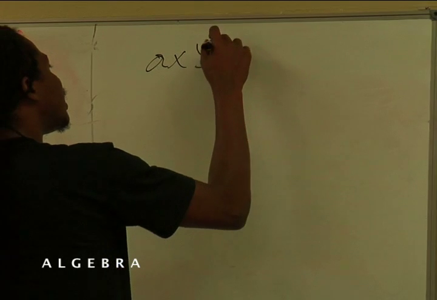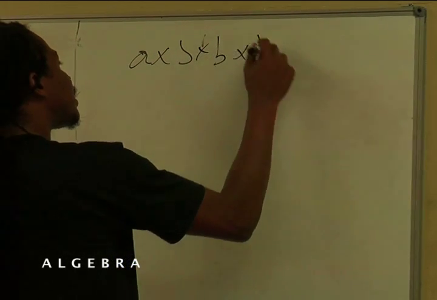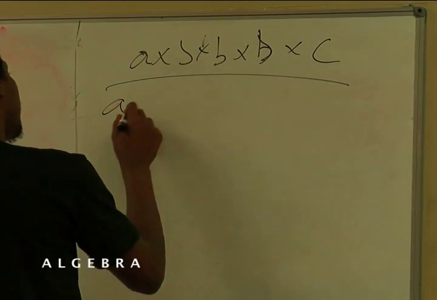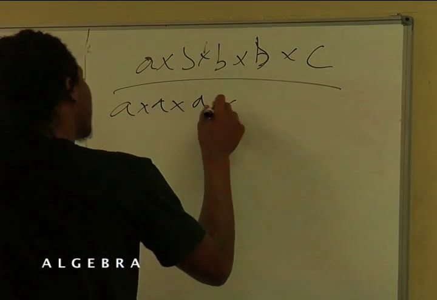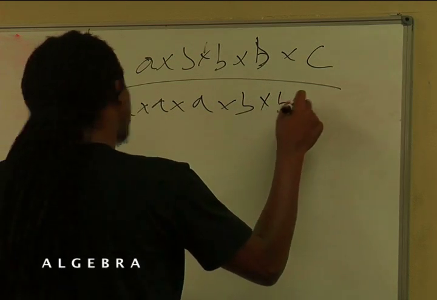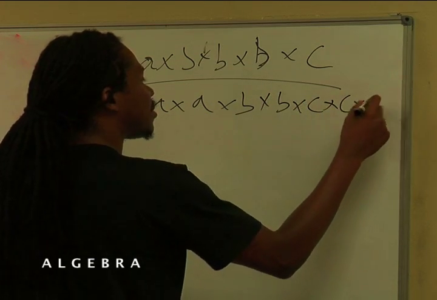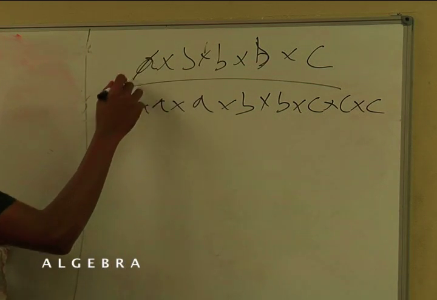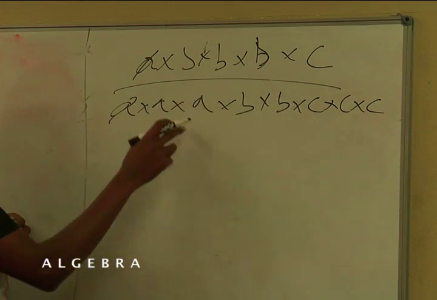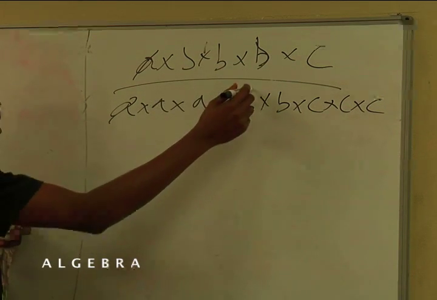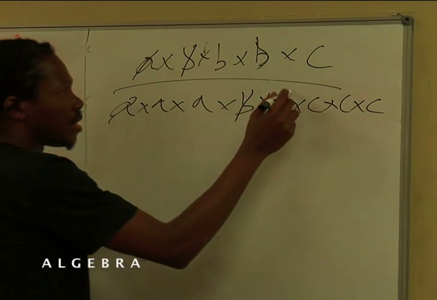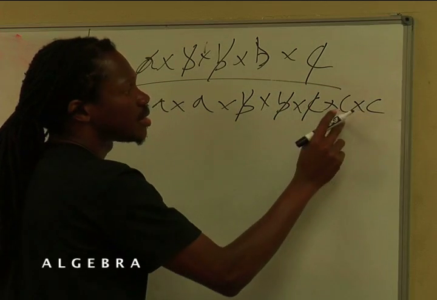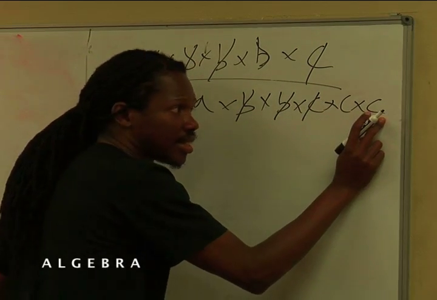A times B times B times B times C over A times A times A times B times B times C times C times C. You come here. A is here, so is there an A up here? There's another A. Is there another A? B. Is there a B? Yes. Is there another B? Yes. C. Is there another C? Yes. Is there another C? No. So those remain the same.